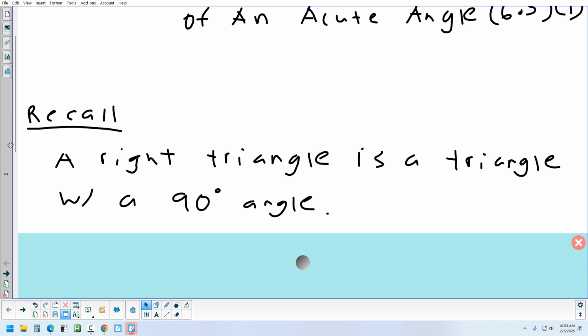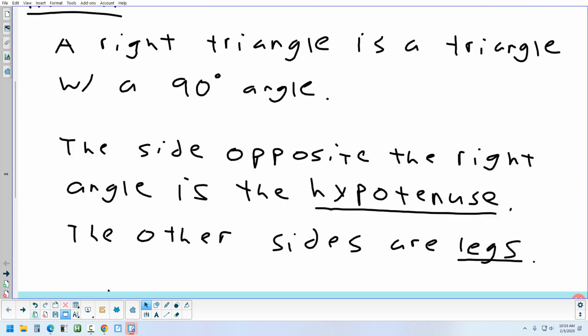And you don't have to, but there are certain letters we usually use. What are the letters that we use to represent the legs? A and B. And how about the letter for the hypotenuse? C. The side across from the right angle is the hypotenuse. The other two sides are the legs.